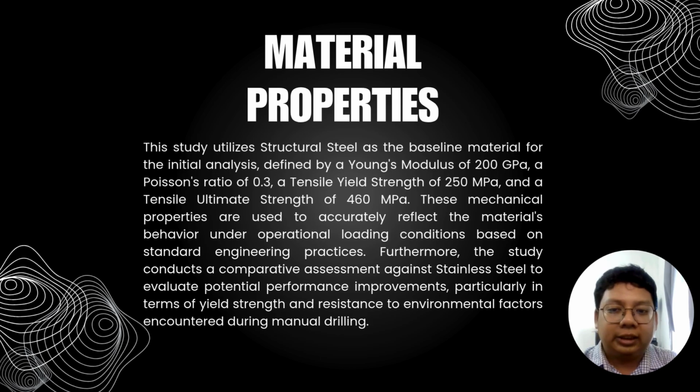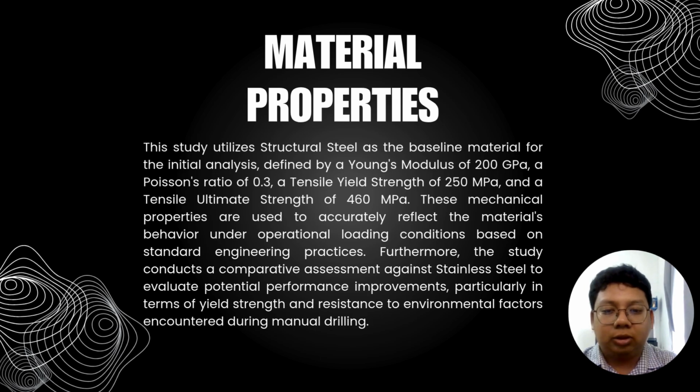Structural steel was used as the baseline material for the original static structural analysis. The material had a density of 7,850 kilograms per cubic meter, a Young's modulus of 200 gigapascals, a Poisson's ratio of 0.3, a yield strength of 250 megapascals, and an ultimate tensile strength of 460 megapascals. Young's modulus represents the stiffness of the material. A higher Young's modulus generally results in a lower elastic deformation under the same loading condition. The yield strength was used to calculate the factor of safety. If the equivalent stress remains below the yield strength, the material is expected to remain within the elastic region.